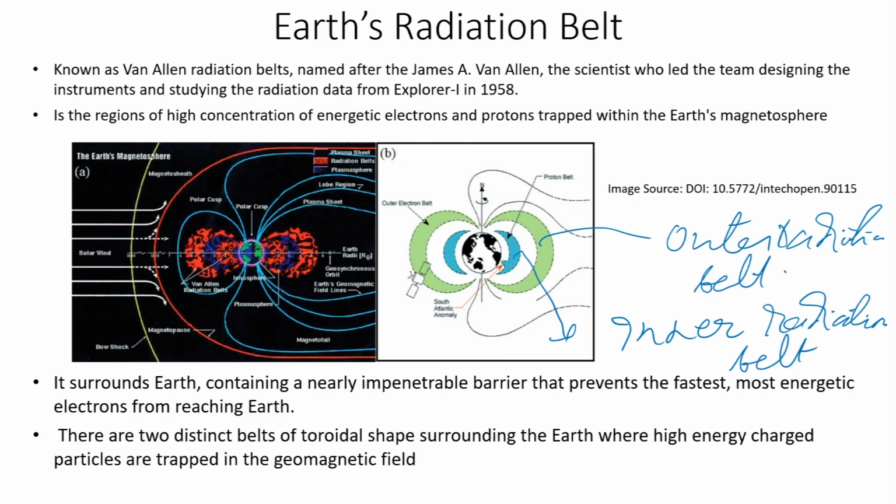These two belts are distinct and are of toroidal shape surrounding the Earth. This is basically in 2D. If you consider it in 3D and see from the North Pole, you will find it is something like a toroidal or donut-type shape of layers which surrounds the Earth.